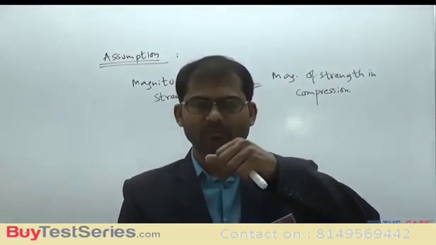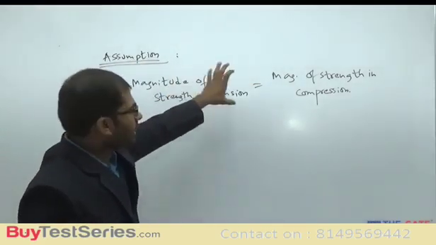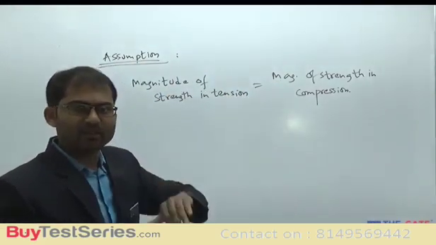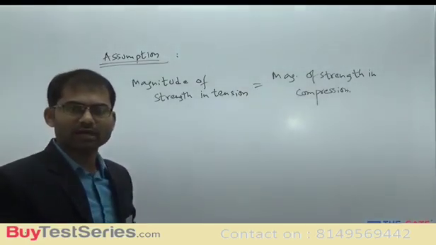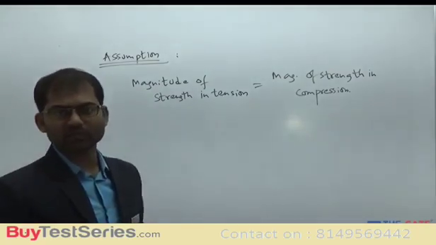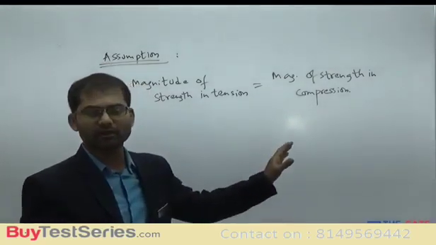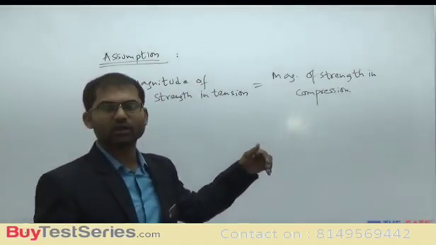Because generally, ductile materials are experimentally proved to be stronger in tension and weaker in compression. So the left parameter is higher and the right parameter lesser for ductile materials. For brittle materials, it is the reverse: they are stronger in compression and weaker in tension. So we don't go with the inequality in the study of theories of failure. We take the assumption that the magnitude of strength in tension is equal to the magnitude of strength in compression.